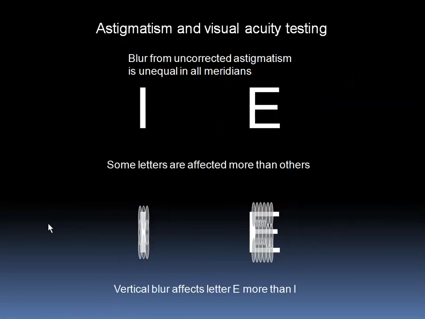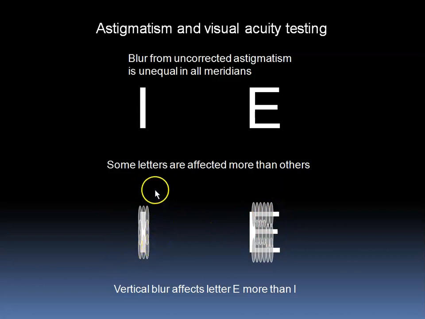Astigmatism will cause blurring of different degrees in different axes. Here we show uncorrected astigmatism in which some letters are more affected than others. These are the original letters, and this is how it would look if the image were more blurred in the vertical direction than in the horizontal.